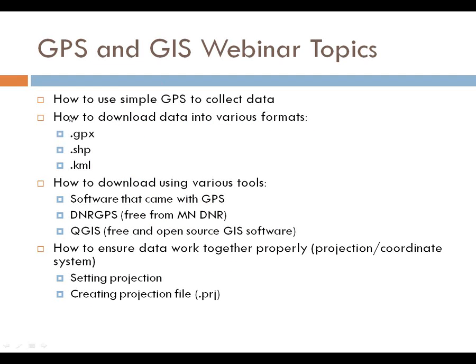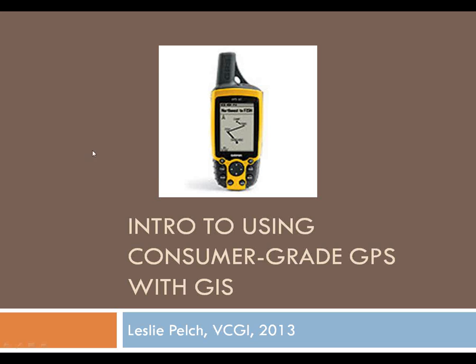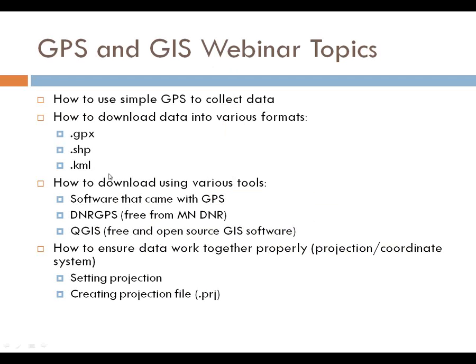So again, just to review, what we talked about was downloading data from the GPS in GPX, shapefile, and KML formats, using different tools to do that. The benefits and drawbacks of each one really just depend on what you're interested in doing. The software that comes with your GPS, if you have a consumer grade, probably is only going to allow you to create GPX. DNR GPS gives you a lot more options. You can create shapefiles, KML, and GPX.